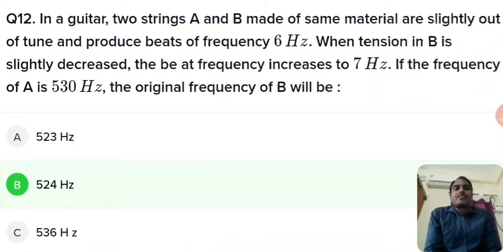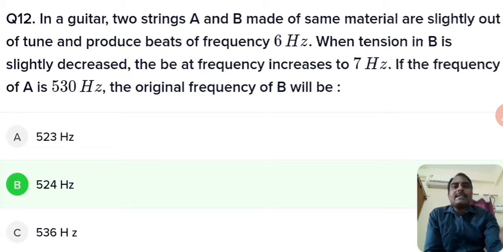The question: in a guitar, two strings A and B made of the same material are slightly out of tune and produce beats of frequency 6 Hz. When tension in B is slightly decreased, the beat frequency increases to 7 Hz. The frequency of A is 530 Hz. The original frequency of B will be. So initially the beat frequency is given as 6, and in the second case the beat frequency is increased to 7. The original frequency of A is given as 530.